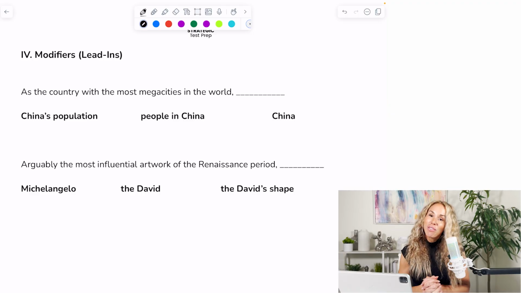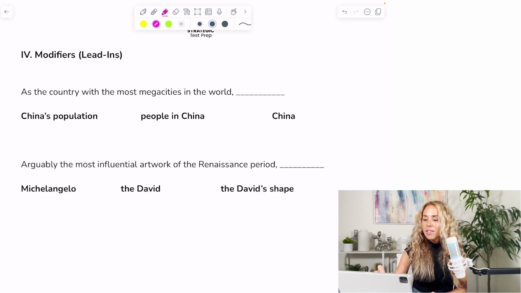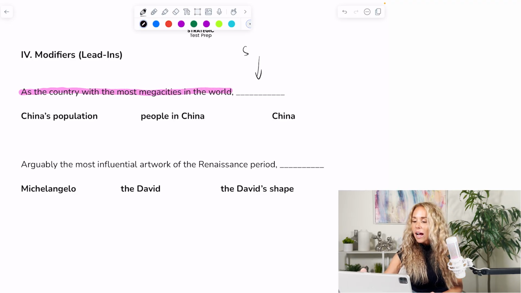Okay, I mentioned earlier in the video something about modifiers, but we need to talk about modifiers again because they will test this as its own question, and so many students get burned by this. So a modifier basically is introducing what the sentence is about to be talking about. It has not mentioned the subject yet, but it gives you an idea of what the subject is or what the subject's about. So essentially, when I read this modifier, which says, "as the country with the most megacities in the world," comma, right after that, I need my subject.